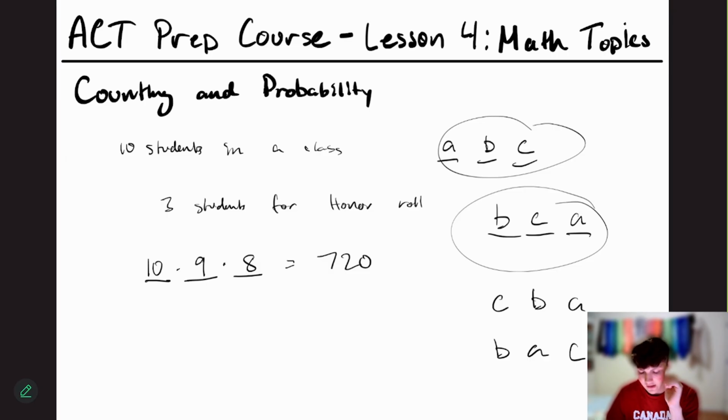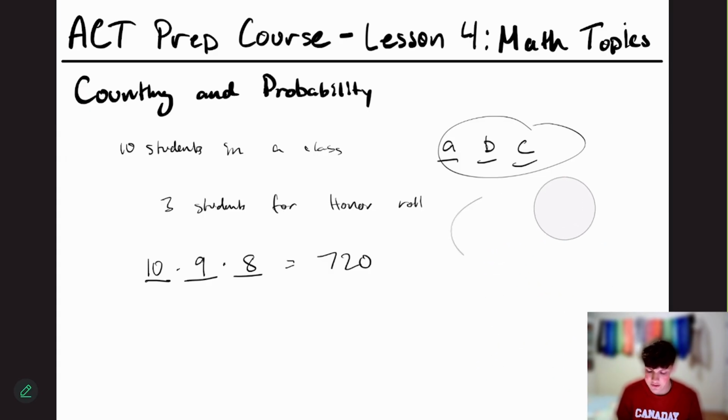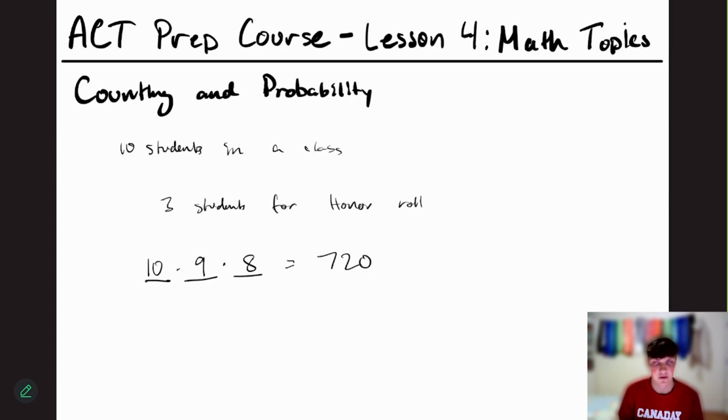Okay, so the real question you have to ask yourself on questions like this, where you're picking students or picking things out of a jar or whatever, right? The question you have to ask yourself is, does the order in which we pick these students matter, right? And if so, there's a specific way to figure it out, right?